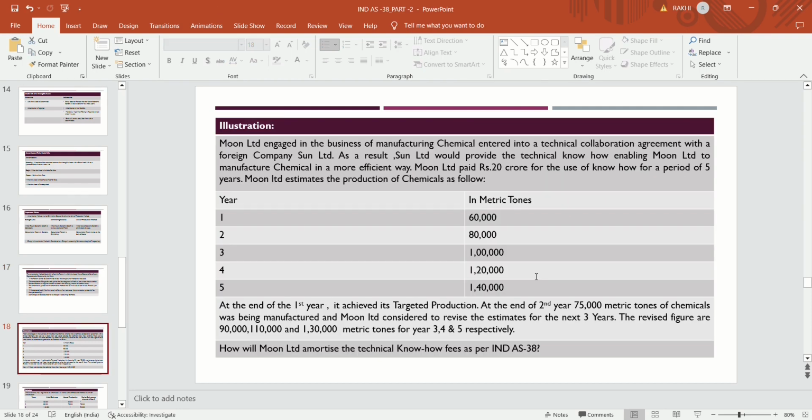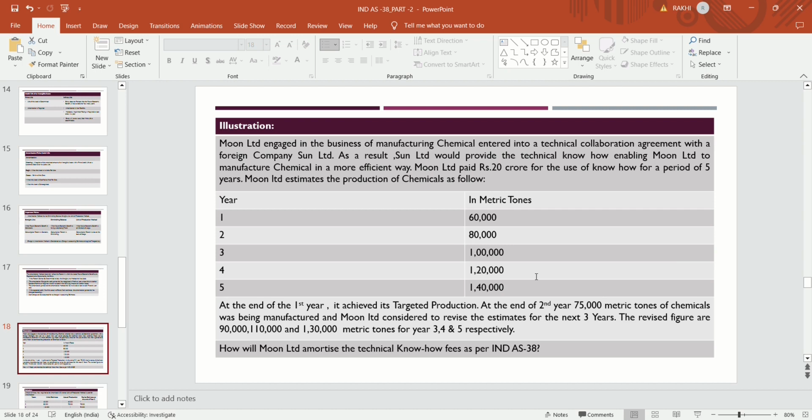Suppose Moon Limited, engaged in the business of manufacturing chemicals, entered into a technical collaboration agreement with a foreign company, that is Sun Limited. As a result, Sun Limited would provide the technical know-how enabling Moon Limited to manufacture chemicals in a more efficient way. Moon Limited paid rupees 20 crores for use of the know-how for a period of 5 years.